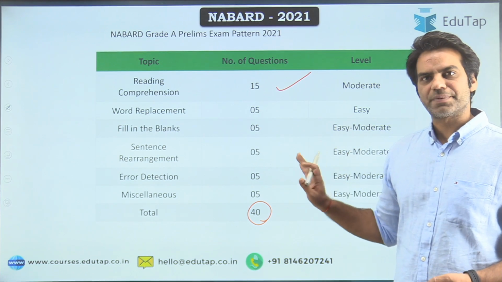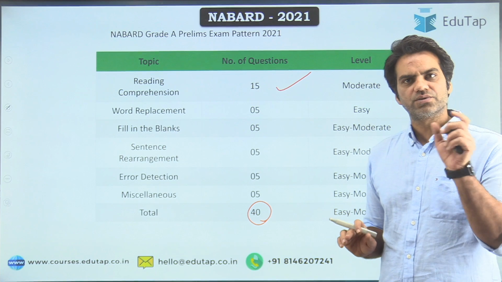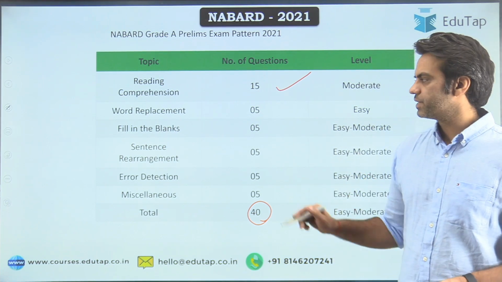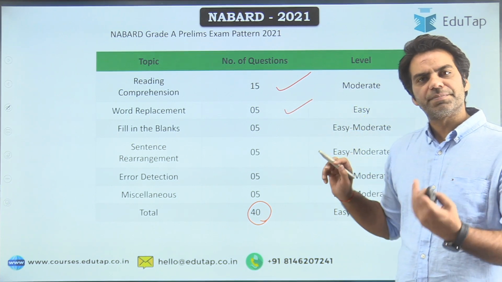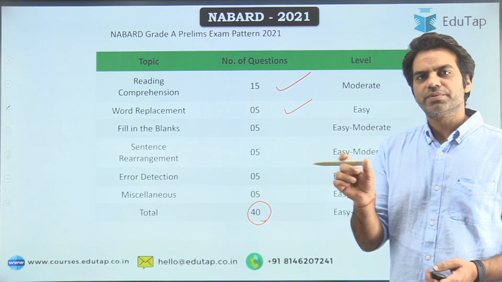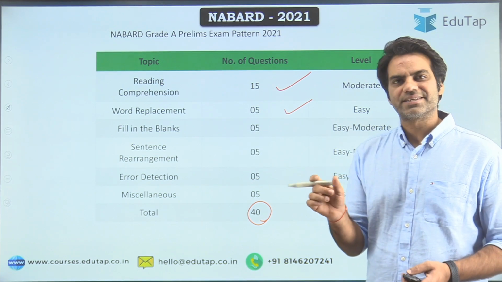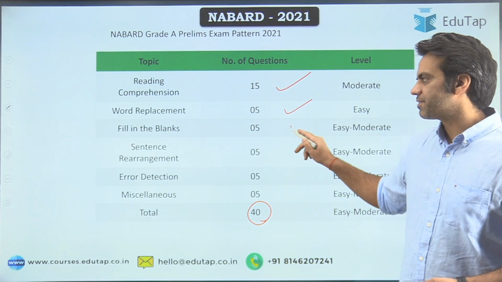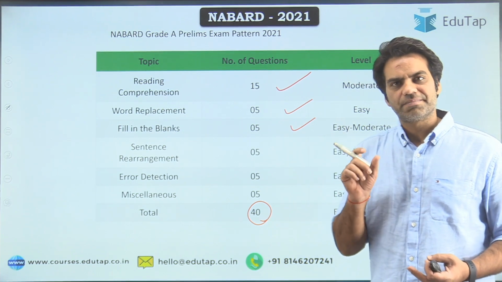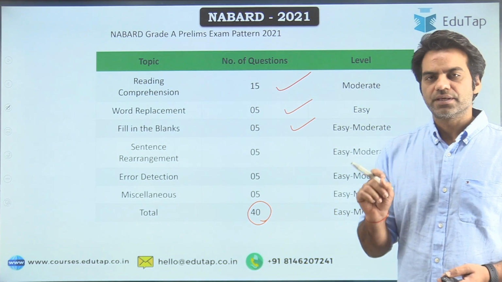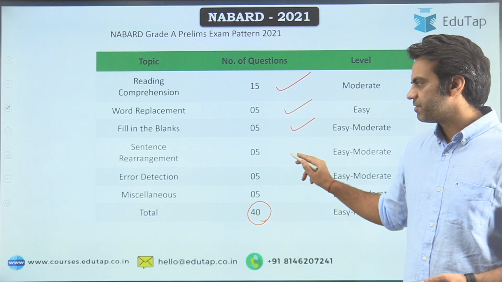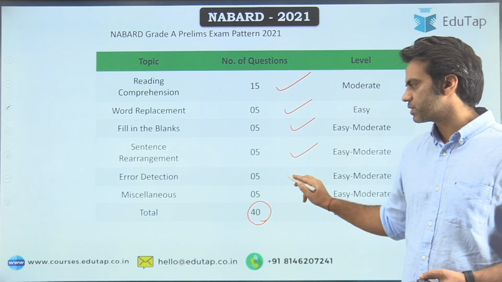In the reading comprehension passage itself, they have given you bold words and you have to find the right synonym or antonym for it. So 15 questions for reading comprehension, 5 questions for word replacement. You'll be given sentences where you'll have to replace the words to make it contextually and grammatically correct. So 5 questions on that, 5 questions on fill in the blanks, or cloze test that we call them. So you have to fill in the blanks in the passage that is given to you with the right options. Then 5 questions on sentence improvement and 5 questions on error detection.